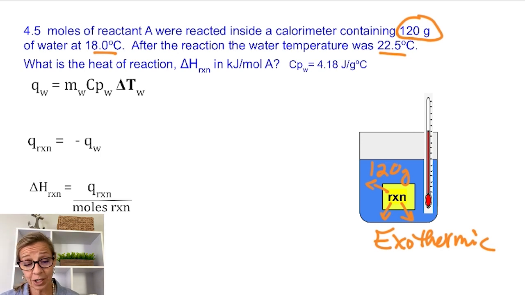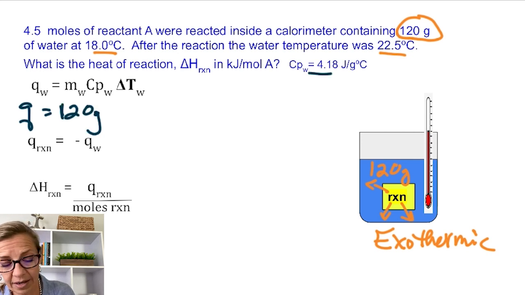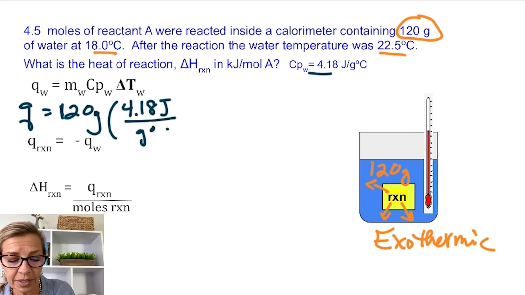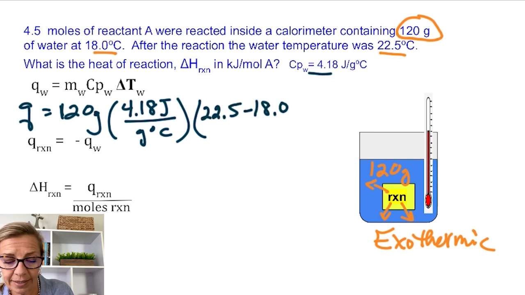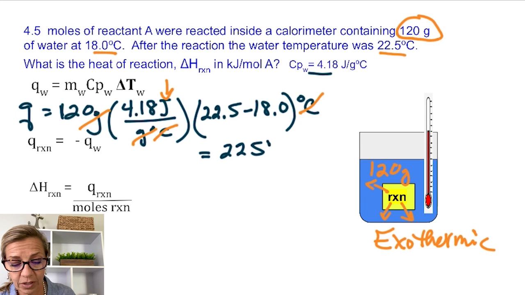And I can measure that temperature change. All right, let's go ahead and find the heat that the water absorbed, and that would be equal to 120 grams. The specific heat of water is given. It's got a bunch of units. It's joules per gram degrees C. The temperature change is 22.5 minus 18. Okay, and then when we multiply, look at the units here. Grams cancel, degrees C cancel, and I'm left with joules. And so the heat of the water is 2257 joules.